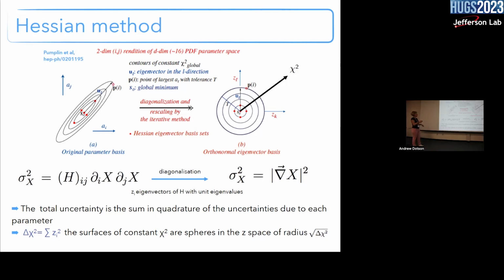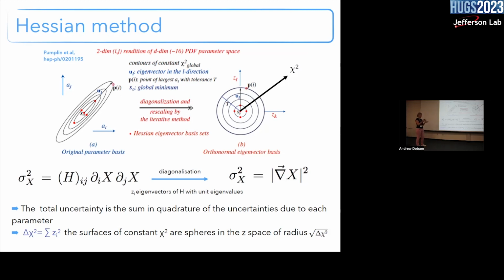So basically, you have the original parameter basis, and then you find your minimum, and then you diagonalize and you rescale by an iterative method. So you want to go into something that is simpler, something like that.